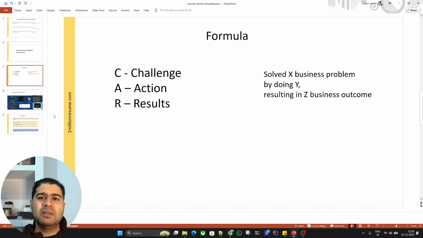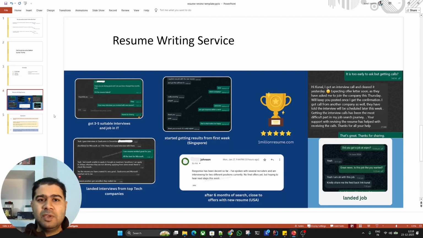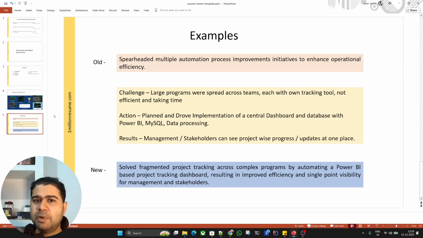Now before you implement this formula, let's know if that formula works. We at 1 Million Resume provide a resume writing service and you are seeing multiple WhatsApp screenshots of clients telling us that they have got results. They have got interviews at top tech companies. They started seeing results early. So we use this formula in our resume writing service. That means this formula works. Now let's implement this formula.